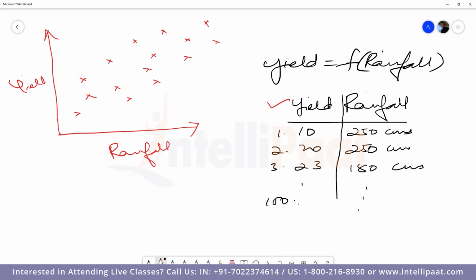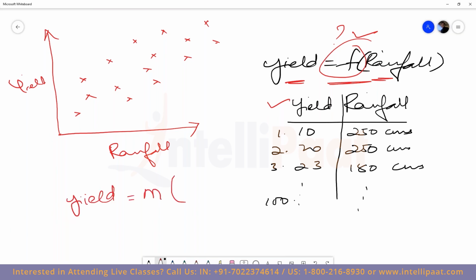Now, given all of these points, the idea is you would want to identify this relationship, this particular function that you're seeing. What is this function? Linear regression says that this particular function is a linear function, right? What I'm saying is that yield can be predicted as a linear combination of your rainfall, some linear function of your rainfall. So when you say a linear function, what do you mean? It is basically that I can come up with a hypothesis which says that yield is equal to m times your rainfall plus c, something in this linear equation format.